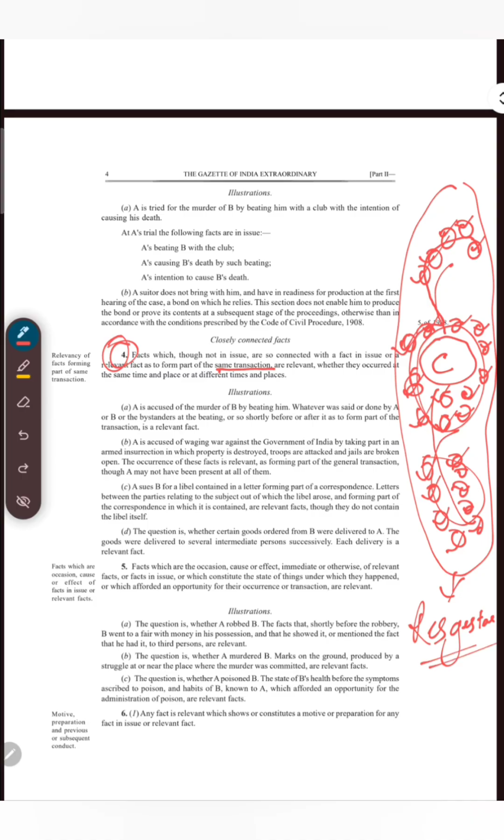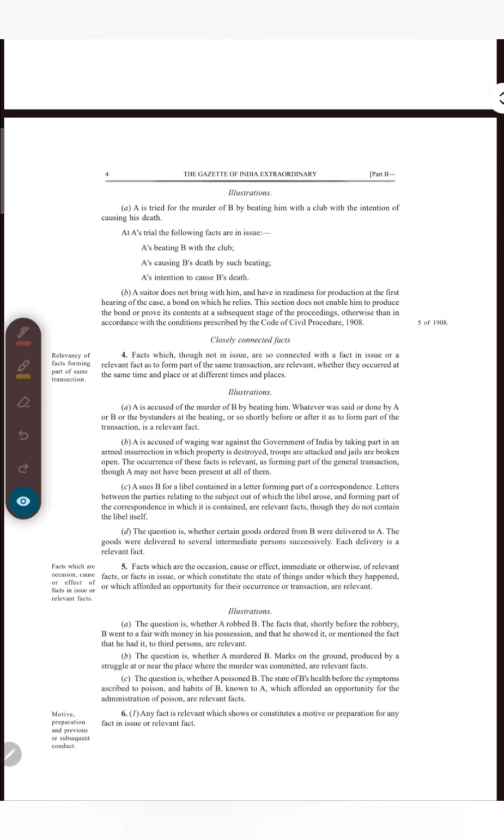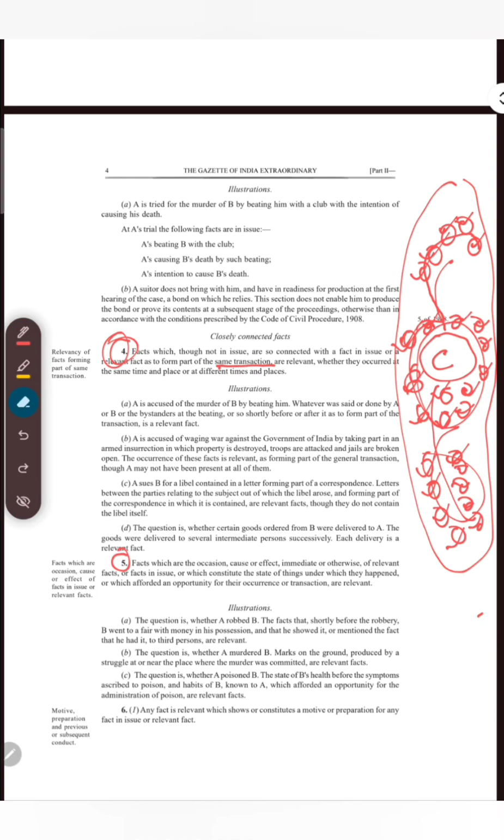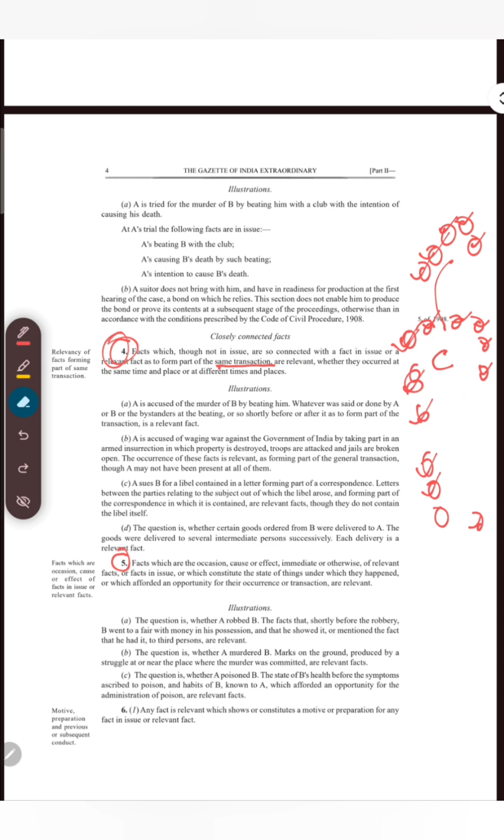Res gestae. Okay, now let us move to the next section. Section 5. Facts which are the occasion, cause, or effect, immediate or otherwise, of relevant facts or fact in issue, or which constitute the state of things under which they happened, or which afforded an opportunity for their occurrence or transaction, are relevant.